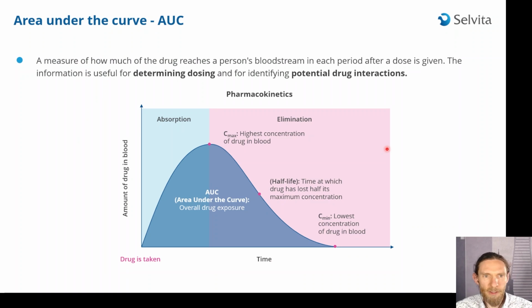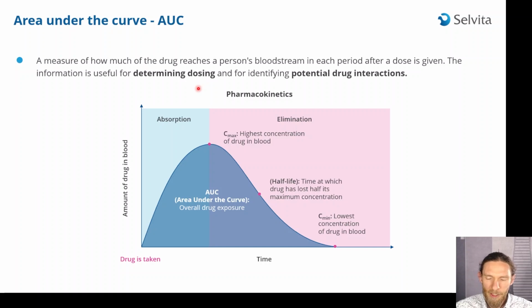So paraphrasing, AUC is a measure of how much of the drug reaches a person's bloodstream in each period after a dose is given. So you can see when we compare those two drugs, a drug with higher exposure, higher AUC, will be a drug where a higher dose reached a person's bloodstream. This is very important and very useful information to determine the dosing, because from AUC we calculate clearance, and from clearance we know how quickly the drug is eliminated.